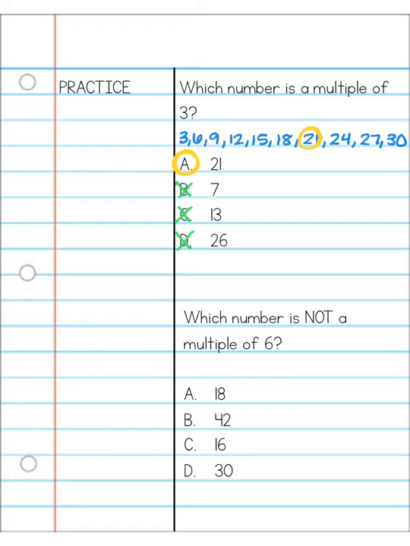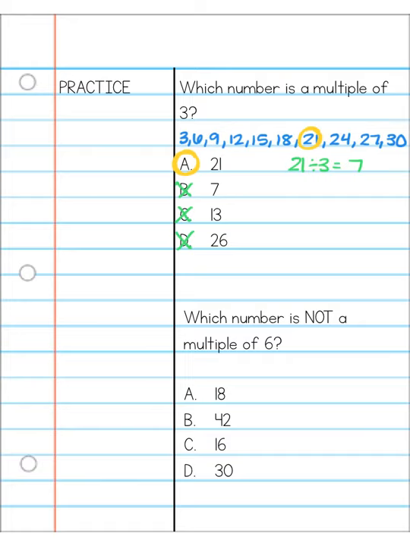I can also use division. I know that 21 can be divided by 3 evenly. If I divided 7 by 3, I would have 1 left over. If I divided 13 by 3, I would also have 1 left over. If I divided 26 by 3, I would have 2 left over. So those won't work.